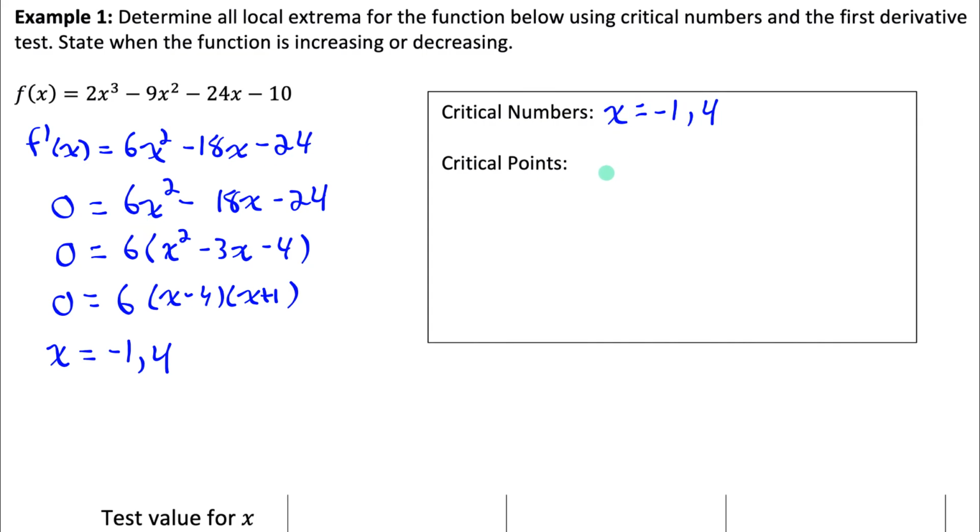Critical points would be, okay, well, what are the coordinates of the points on the original function at those x values? So I need to plug those x values into the original function and see what the y values are. So we'll plug -1 into the original function and 4 into the original function, and we'll get the y coordinate that goes along with each of them.